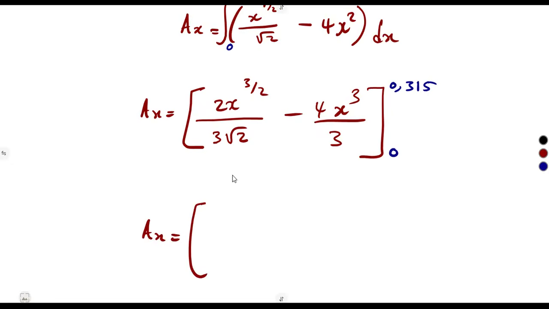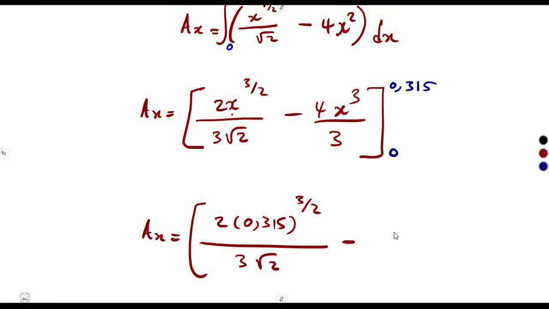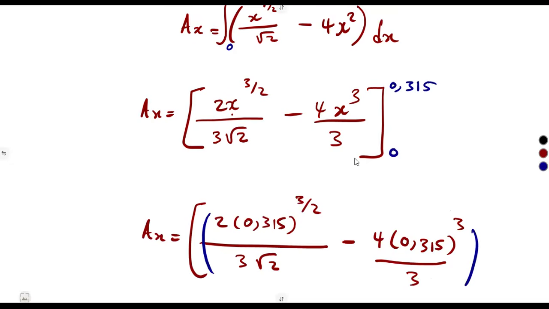So our area with respect to x was going to be what? Upper limit in place of x, 2 into 0.315 to the exponent of 3 over 2 over 3 square root of 2, minus 4 in place of x, 0.315 to the exponent of 3 over 3, like this. So this is the part of our upper limit. But as we can see, guys, the lower limit, you can see that's a 0 there, that's a 0 there. Do not even waste your time. It was just going to give you a 0 there. All right, so that is what you're going to have.